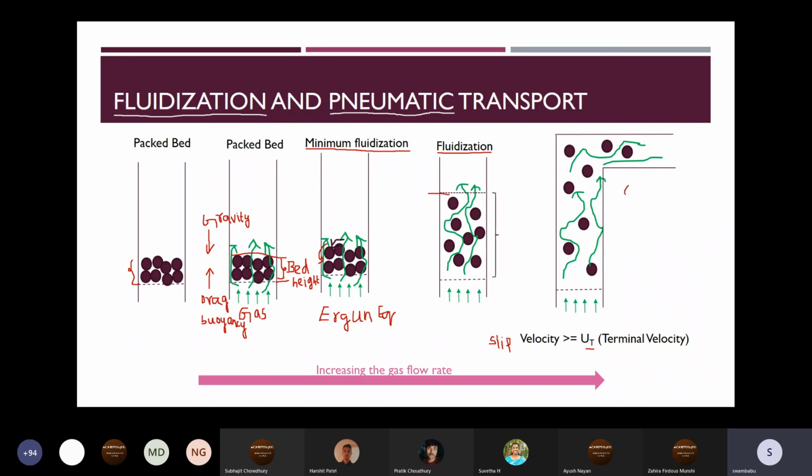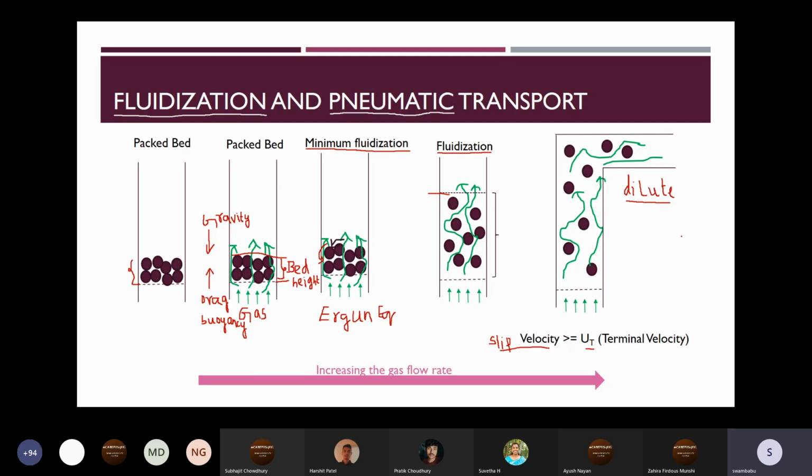In dilute phase pneumatic transport, the slip velocity, or the relative velocity, what is slip velocity? The velocity difference between gas and particles, is much higher than the terminal velocity. In case of dense phase pneumatic transport, it will be closer to the terminal velocity. Still it's higher, but closer to terminal velocity.